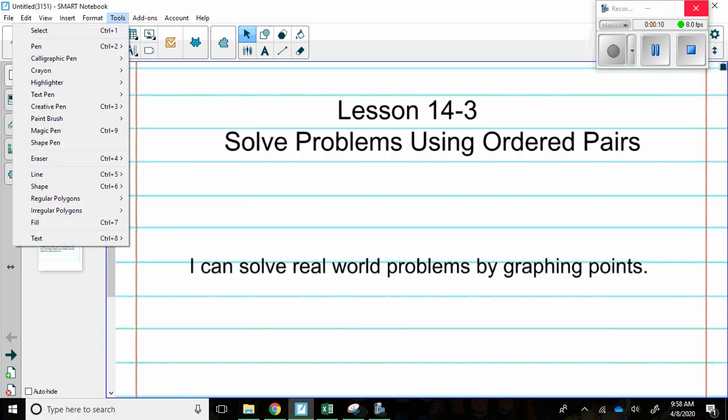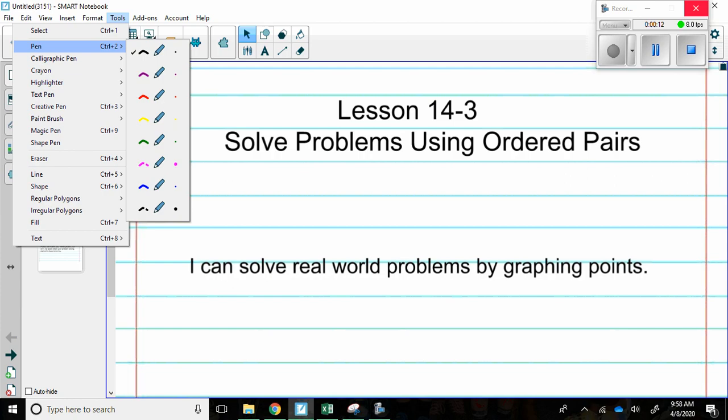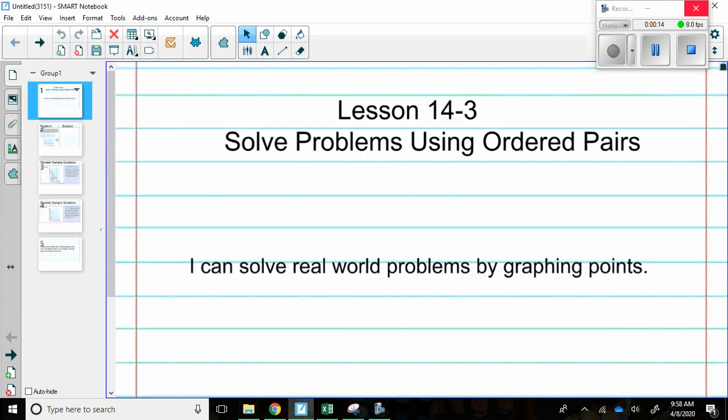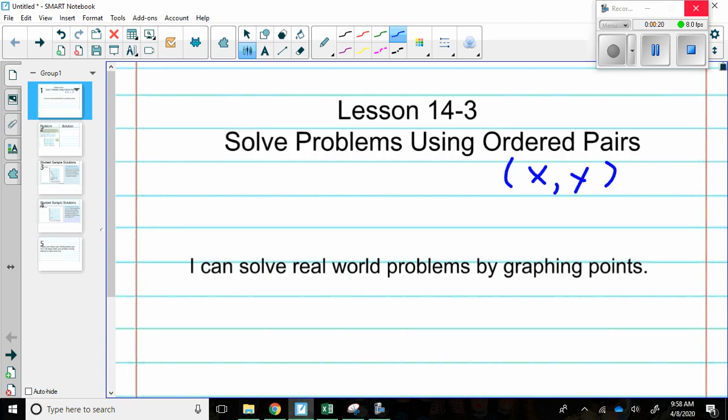Now remember, as we have learned, ordered pairs are usually written where there's an x coordinate and a y coordinate. You will be learning that if you haven't already, or someday, just to know that an ordered pair is an x coordinate and a y coordinate. The I can statement is I can solve real world problems by graphing points.